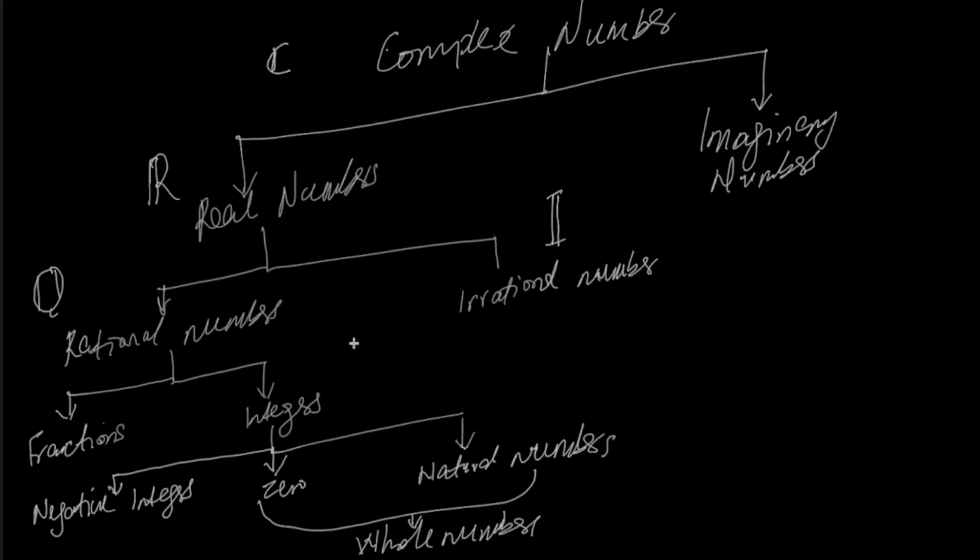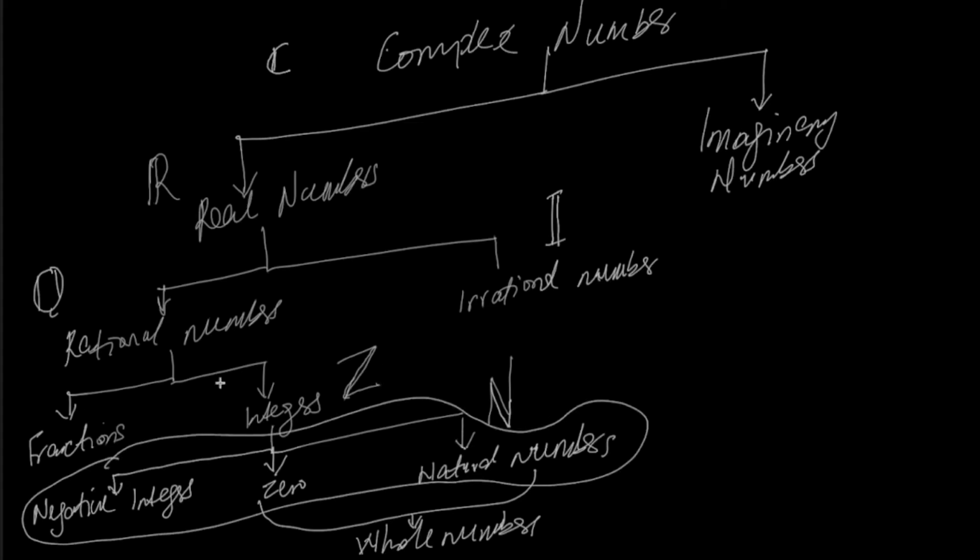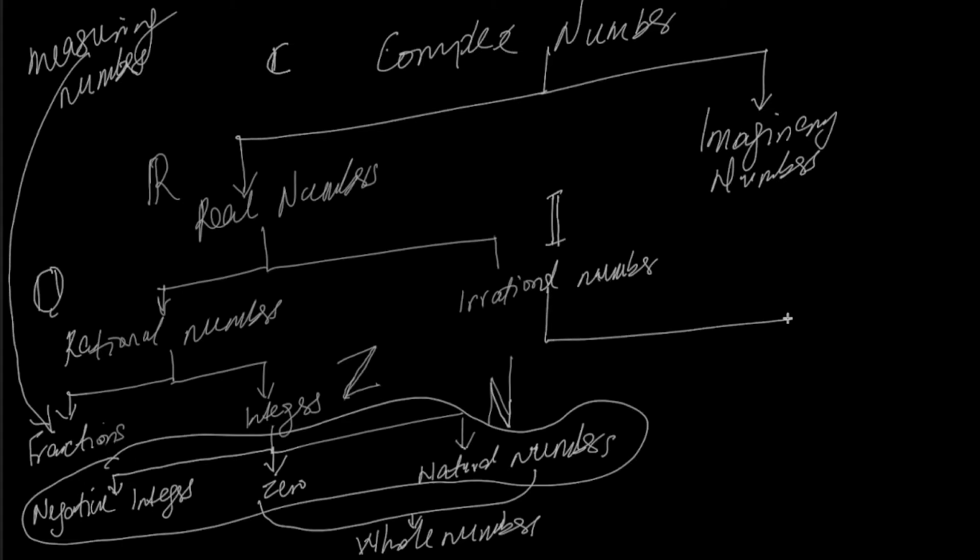The integers are represented by Z, but you must draw what? Another line like this. While the natural numbers are represented by N, but this N you must draw a double line like this. Remember that this whole group falls into the integer group. We call it what? Z. The other side of this rational number, which is fraction, we sometimes call it what? Measuring numbers.